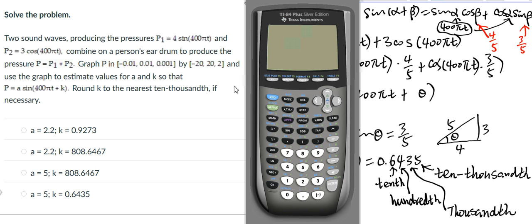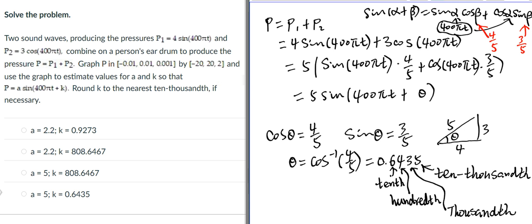Okay, what does this mean? First, we know two functions add together, P1 and P2. The first one is 4 sine 400 pi t, and the second one is 3 cosine 400 pi t. How do we get those two functions into one function? Then we have to recall the formula: sine of alpha plus beta is sine cosine plus cosine sine.